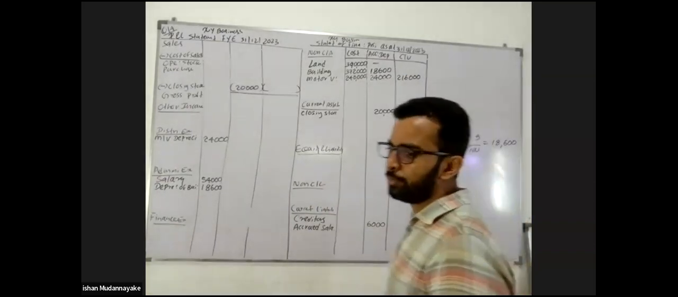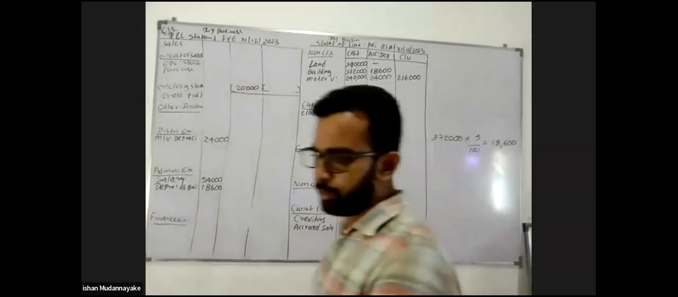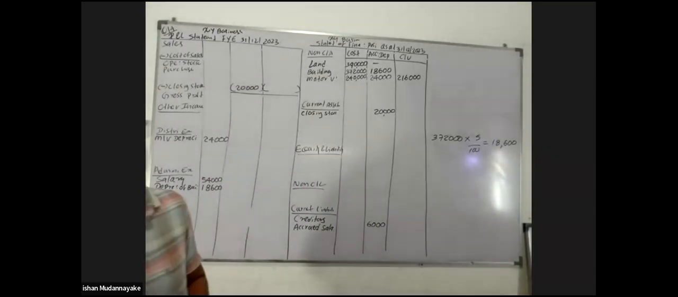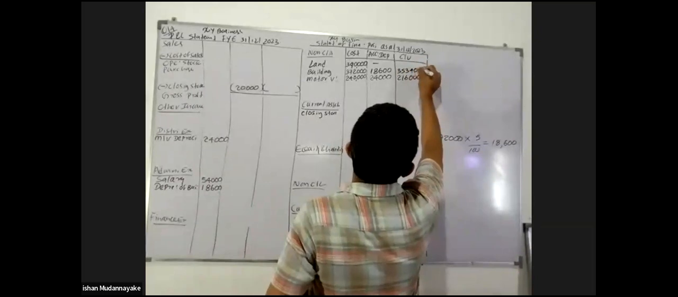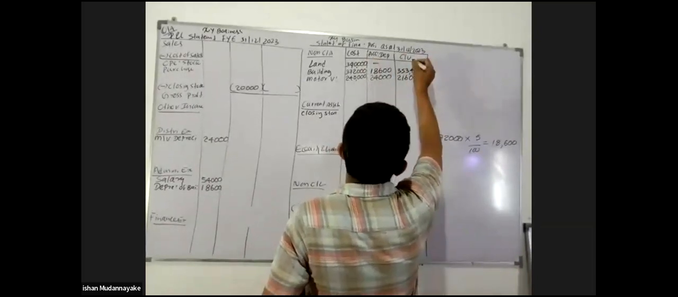Right. Carrying value of building how much? Yes, correct, Akshaya. 353,400 carrying value. Land, same amount, 390,000.